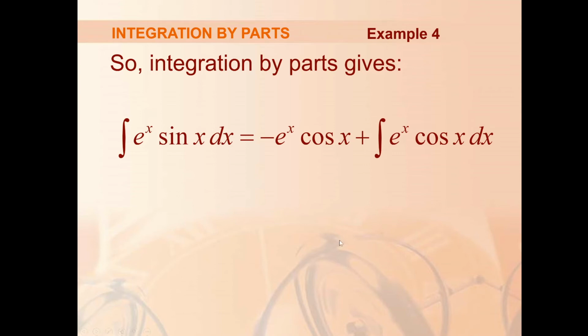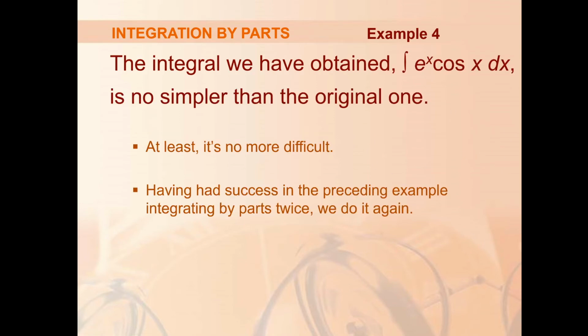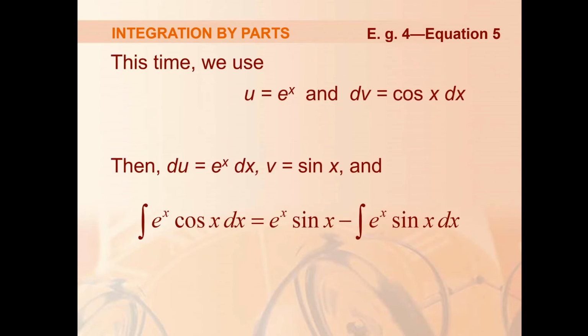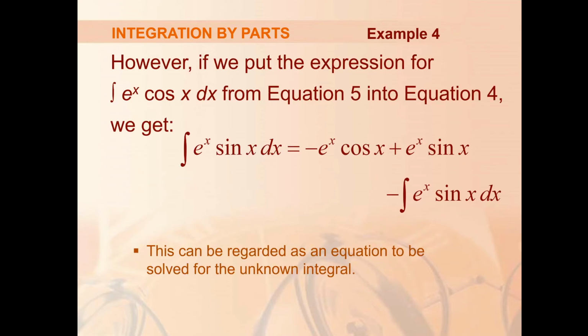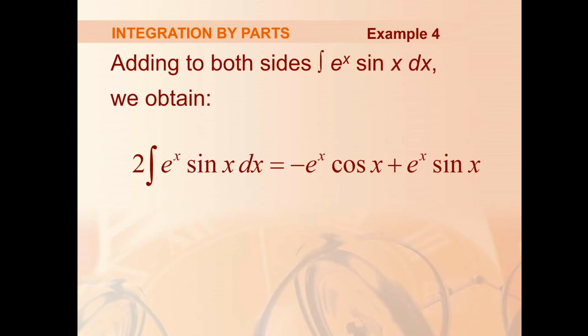As you can see, the left hand side here is the same as this part right here. So we just want to group the like terms together. Take the integral of e to the power of x sine x dx to the left hand side so we can combine them. So we got 2 times the integral of e to the power of x sine x, and then basically we just solve for the integral, so simply divide by 2.